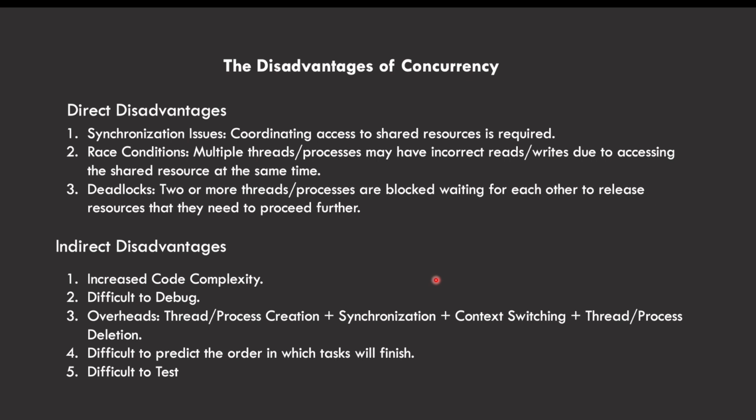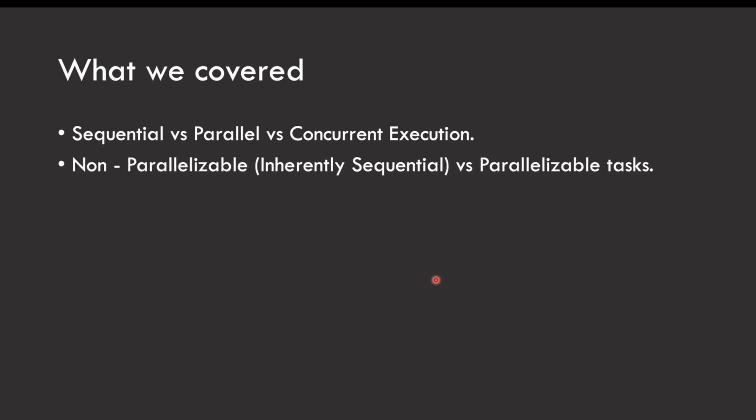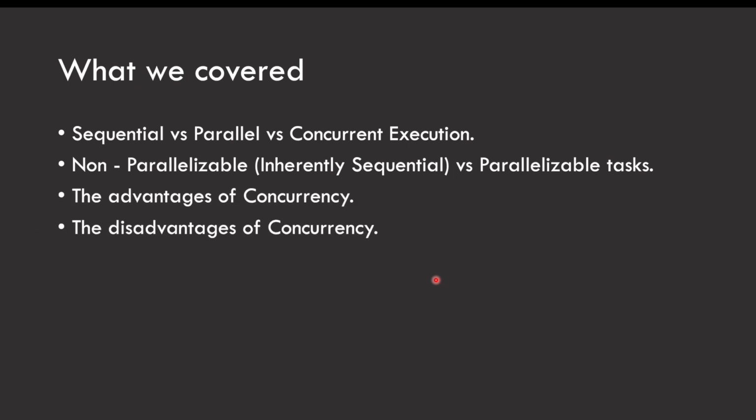Alright then, great, we have made it so far. Thank you for coming here. And in this video, let's look at what we covered. We covered sequential versus parallel versus concurrent execution, understood the different terminologies, the key differences between them, and how they execute in general. We looked at inherently sequential versus parallelizable tasks. We looked at the various advantages of concurrency and the disadvantages of concurrency, right?